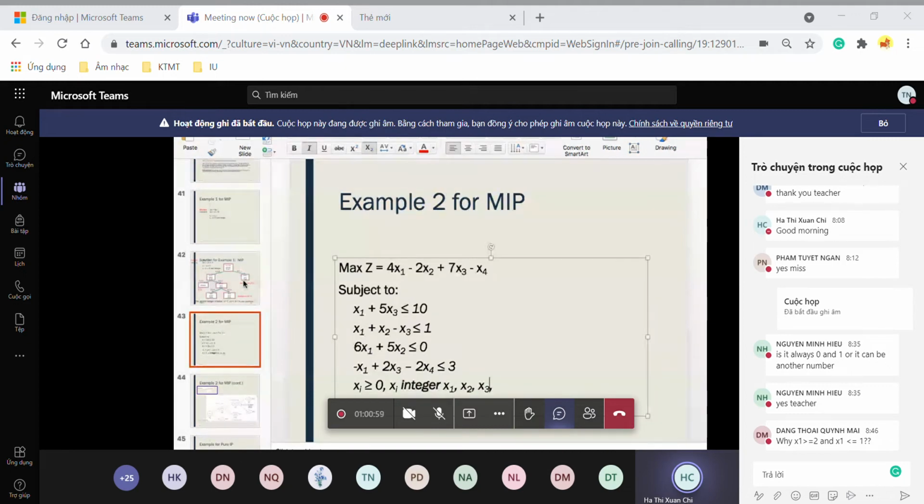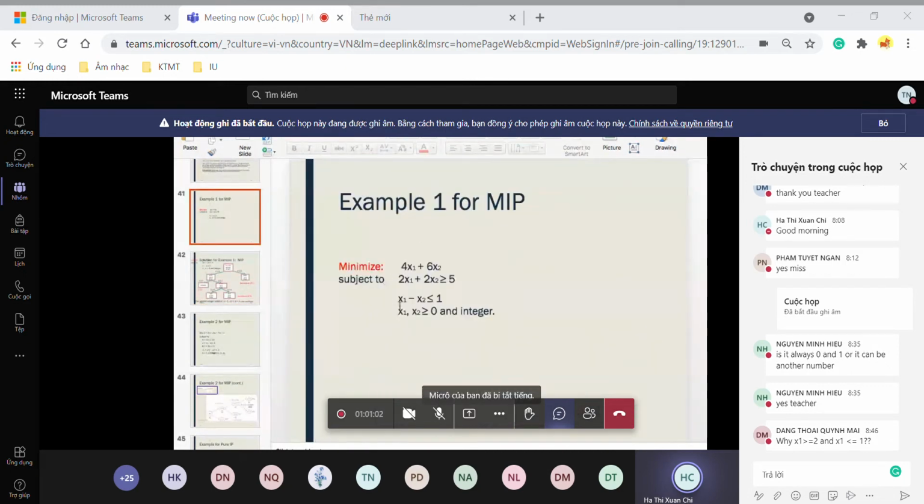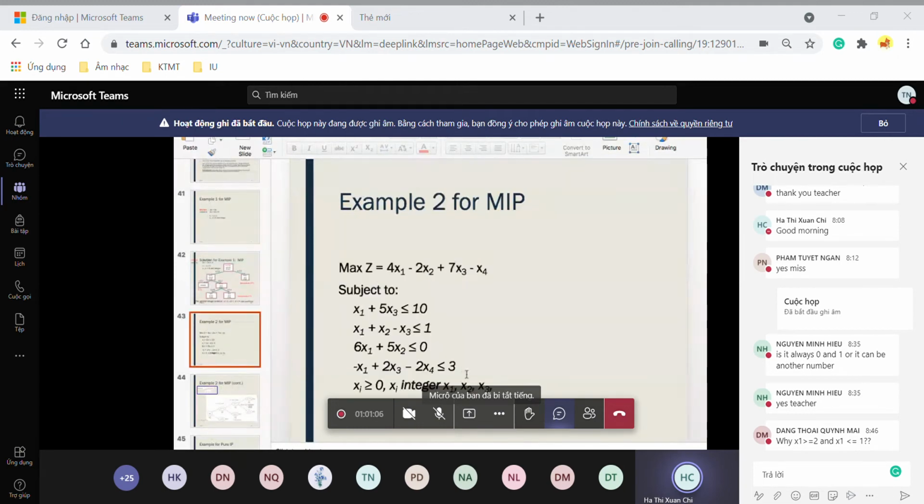In this example, you can see that x1 and x2 are integers. But in this case, x1, x2 and x3 are integers. x4 is not an integer. We have 4 x's. 1, 2, 3 are integers. x4 is not an integer. So how can we solve the problem?